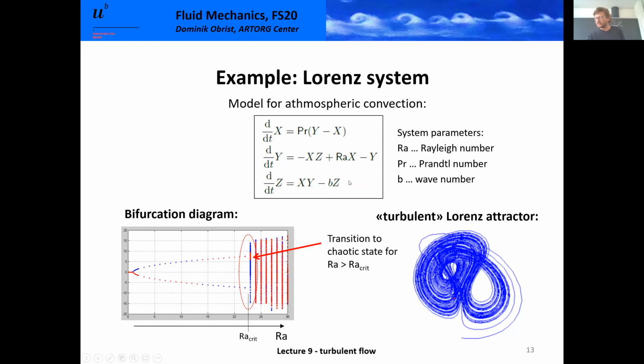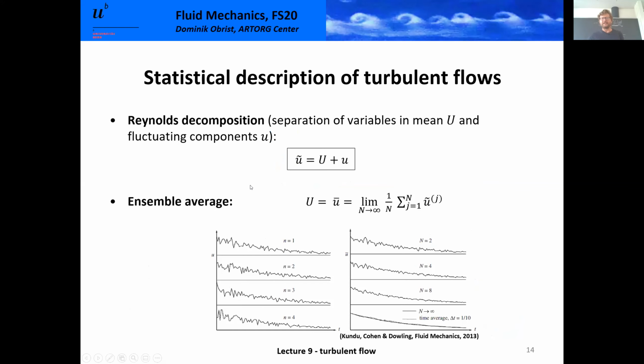Yeah, so that was the Lorentz attractor. Now we should actually move more into a mathematical description of actual turbulence, not just the example of Lorentz. And to this end, we need to introduce a little bit of statistics here. And we need to introduce a concept which is again named after Reynolds. It's not the Reynolds number now, it's the Reynolds decomposition.